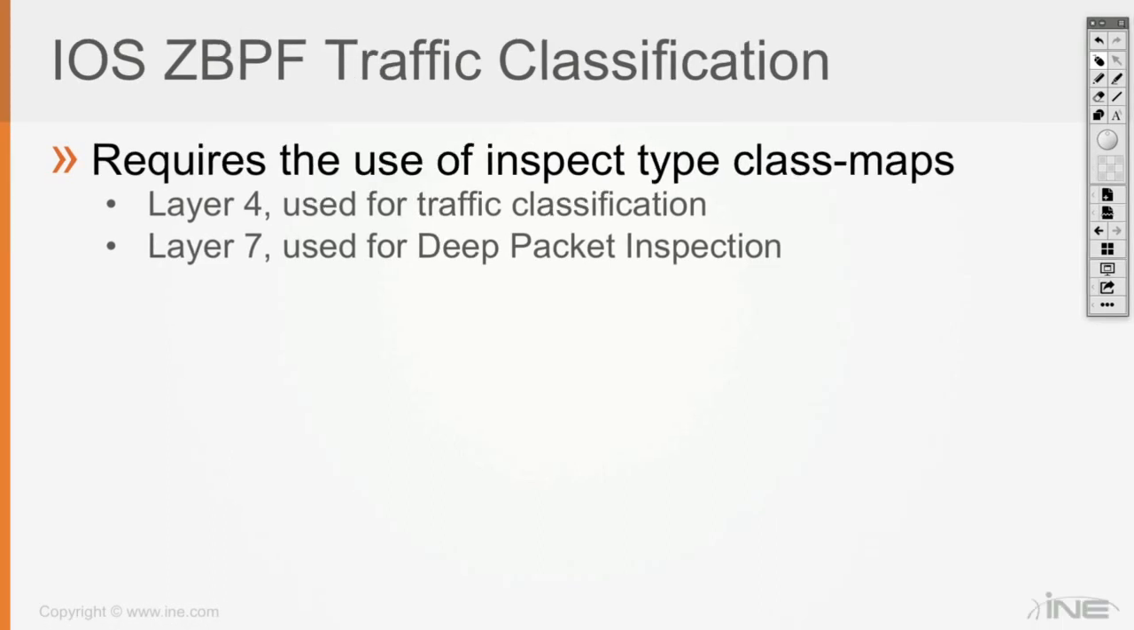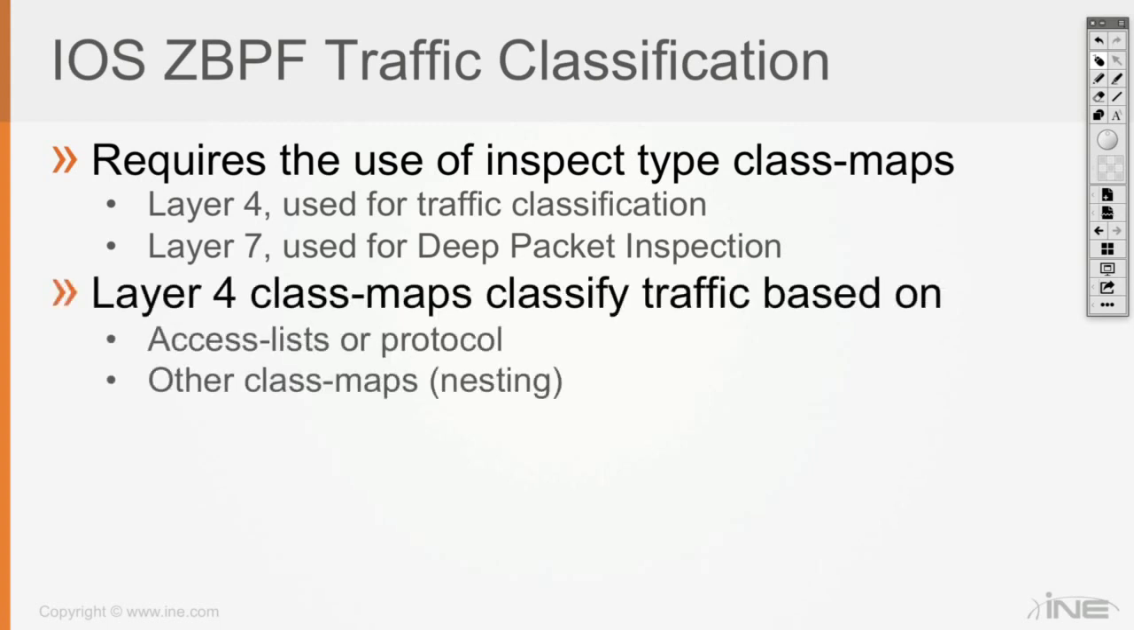So layer 7 class maps are going to be used only if you want to do deep packet inspection. Otherwise, if you just want to match on the traffic which you want to control through the zone-based policy firewall, you're going to make use of layer 4 class maps. Layer 4 class maps can classify traffic based on access list or protocol. So in the class map of type inspect of layer 4, you're going to put a match statement matching on a protocol or on the access list. That's the way you can tell the router which traffic it has to classify for that firewall policy.